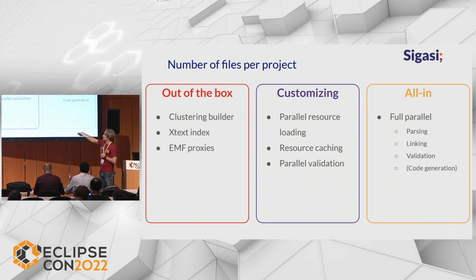Another thing that can be enabled is resource caching, meaning after the clustering builder discarded some of your resources, it's quite likely that you have to parse them again. And instead of parsing them from source, it's possible to parse them from a binary representation that is persisted on disk or in memory. That binary deserialization is usually considerably faster than parsing from source.